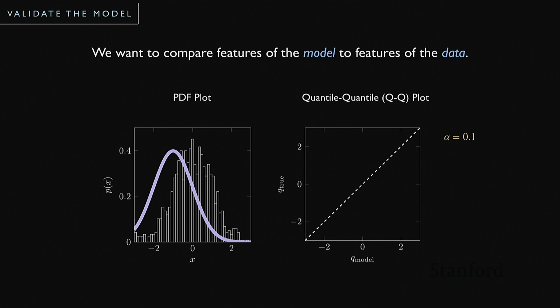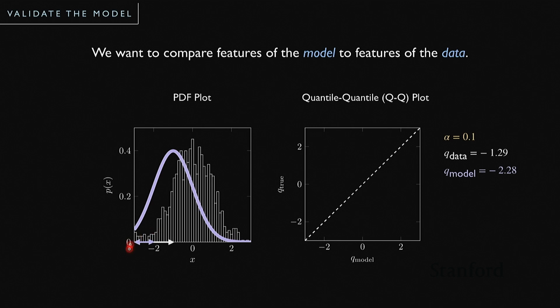So the way this works is we pick some value alpha, let's for now say alpha equals 0.1, and then we look over here at our data and say, what is the alpha quantile of our data? So what is the value for which 10% of our data is to the left of that value? We figure out that value. Then we look at our model and say, what is the alpha quantile of our model? So what is the value for our model for which 10% of the probability mass is to the left of it? And we get this value here.